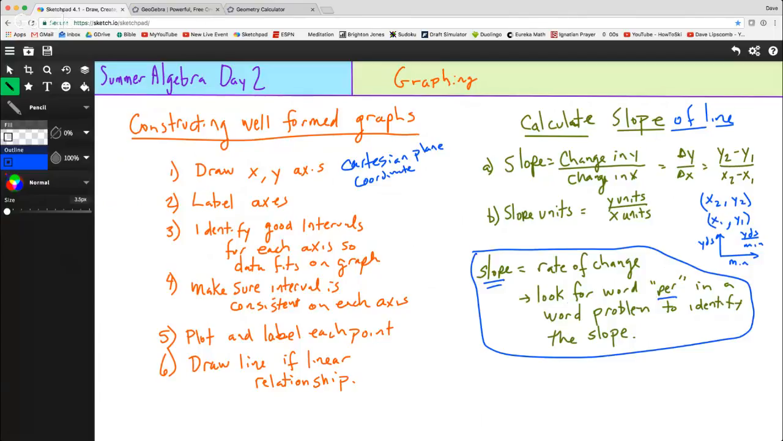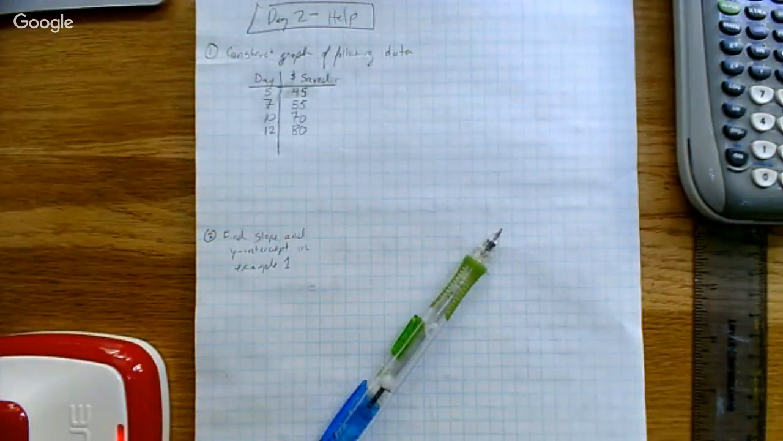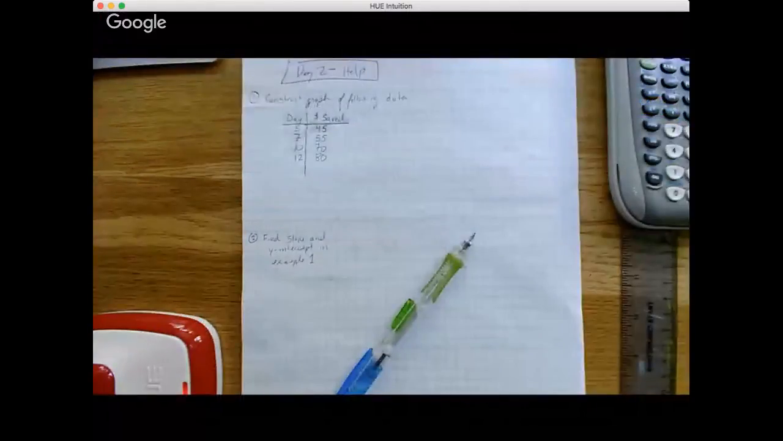Now what I want to do again is I want to come back and go over our document camera. Okay, now we're on our document camera. So that's what we're seeing here. Let's just make sure we're doing the right thing here. Yeah. Okay, so this is our first problem.